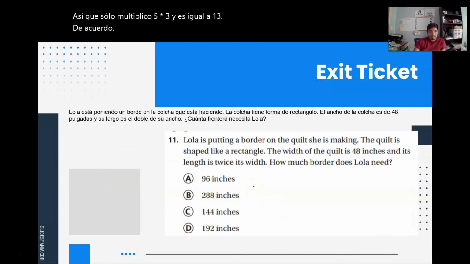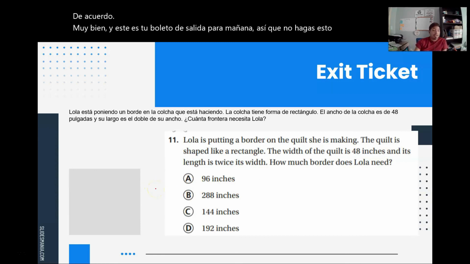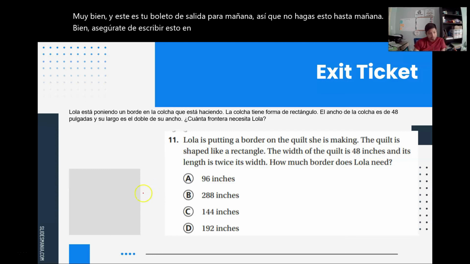Okay. Alright, and this is your exit ticket for tomorrow. So don't do this until tomorrow, okay? Make sure you write this down in your notebook, and then tomorrow you can answer it after we do our little lesson.